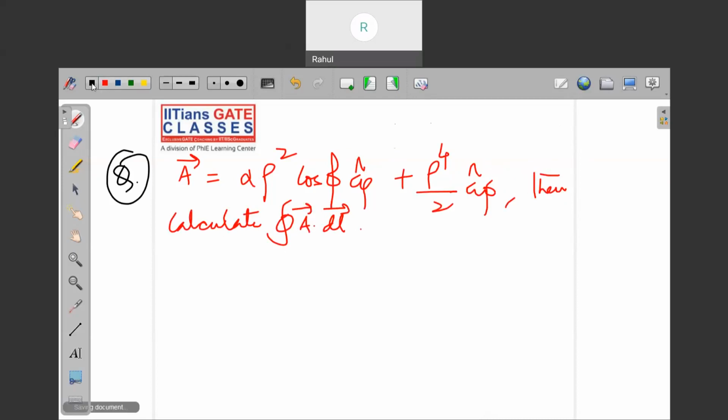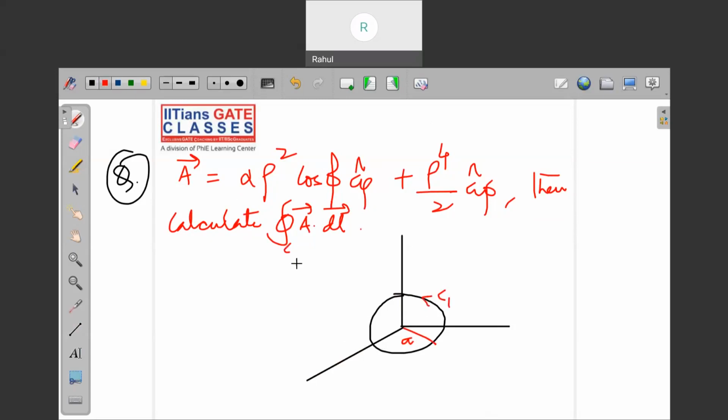So let me draw that path as well. The path given here is like this. They have given this kind of path. You can see the radius of this is a, and there is a contour c1. Over c1 you have to compute. What you have to do here is, the contour c1 is given in the xy plane. Remember, contour c1 is given in the xy plane.